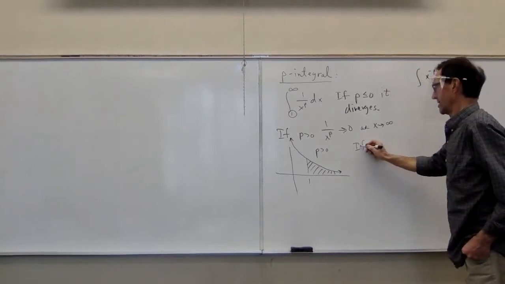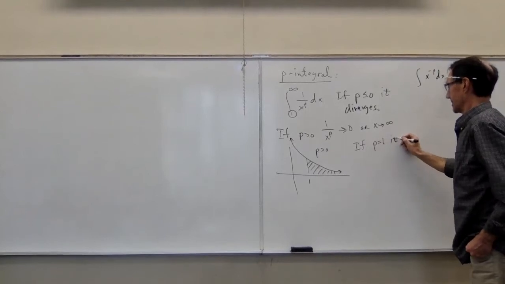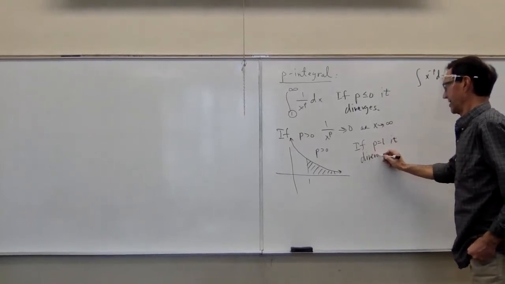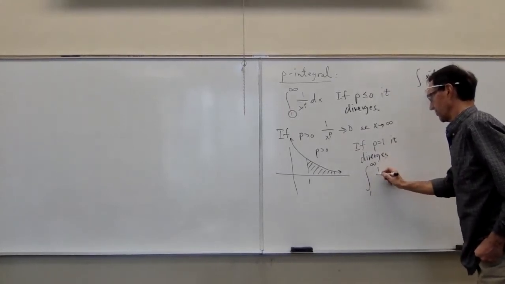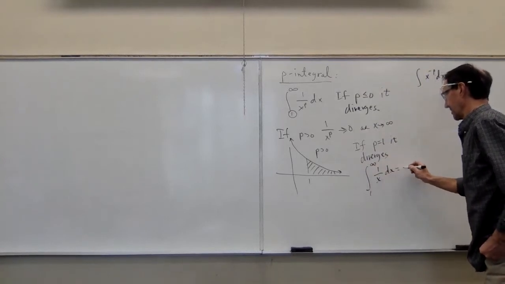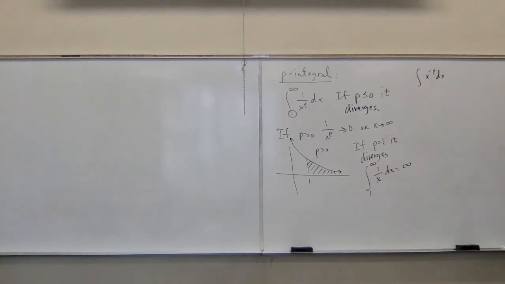If p equals 1, it diverges. We showed that on Friday. That is 1 over x. Remember, we got the log function. So it diverges. For any other positive p-value, to evaluate that, we're going to deal with this antiderivative, which is raise the power by 1, divide by the new power. Right? That's our antiderivative.